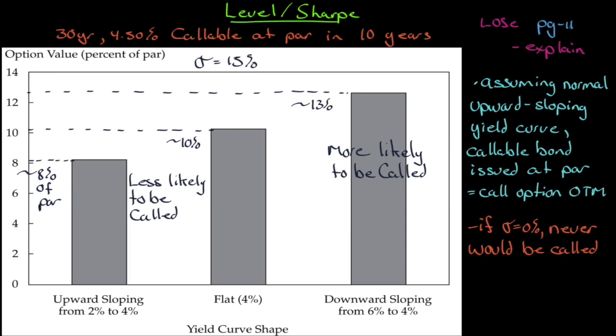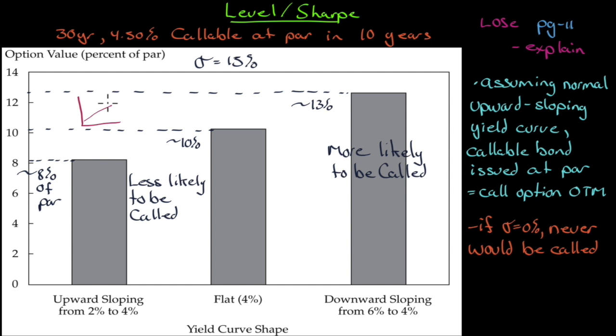Well, let's look at the effect of the changing shape of the yield curve on the value of a callable bond. We've looked at level already, at the changing level of the yield curve. Now we're going to change the shape from upward sloping to flat to downward sloping, and we're going to use a 30-year 4.5% bond, callable at par in 10 years, volatility of 15%. Under those conditions, an upward sloping yield curve from, let's say, 2% to 4% is telling us that the market thinks that the future short-term rates as found in the forward curve are going to be higher in the future.